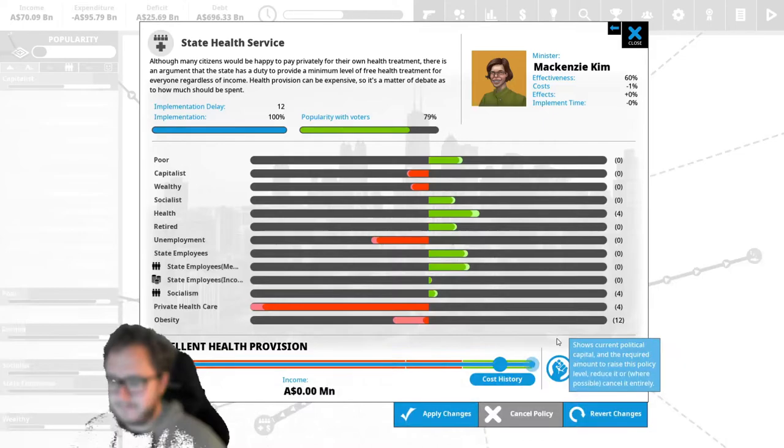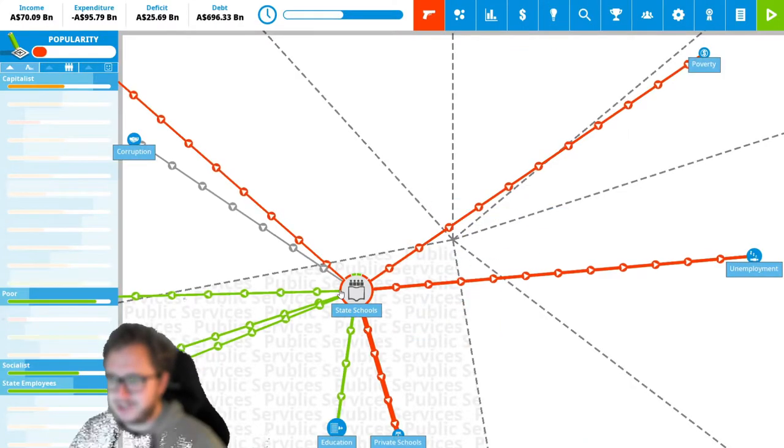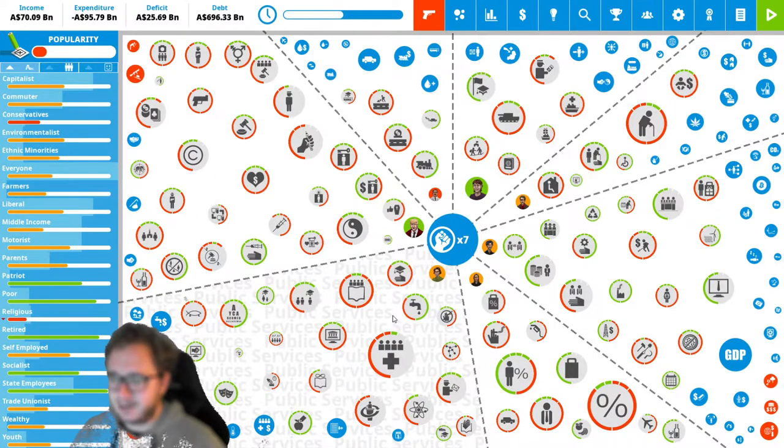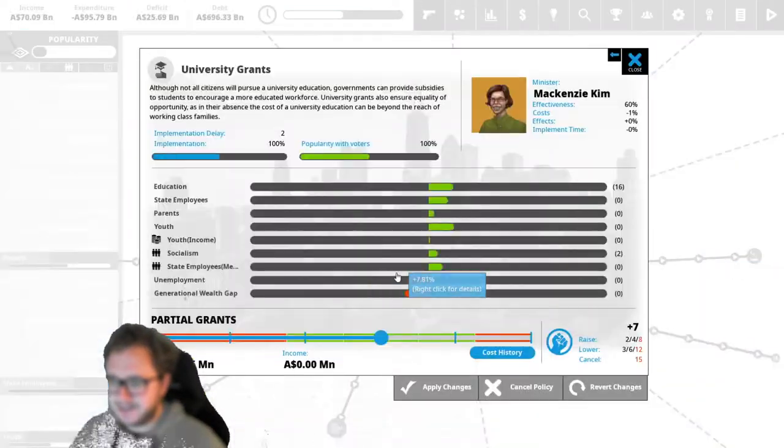So we will maximize the state health service. I know that's going to use 6 political capital and we didn't necessarily have to do that, but it just means that we can. University grants.